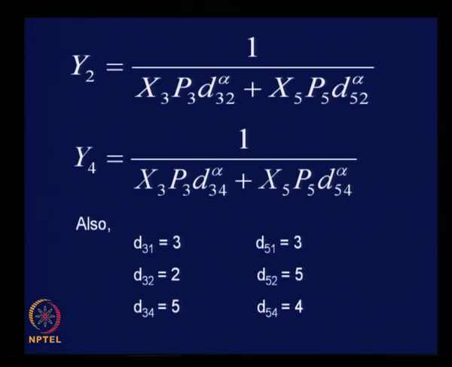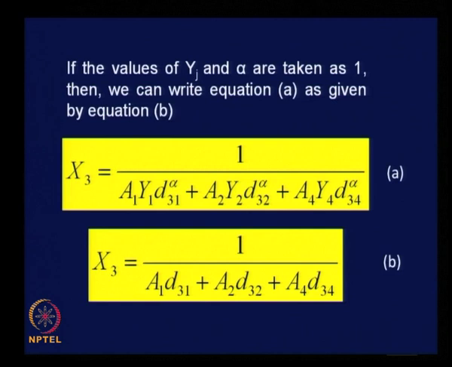So, we are going to assume some value for alpha as well as yj and work with equations 2 and 3. And to make the understanding easier, I am giving this information. If the values of yj and alpha are taken as unity, then we can write equation A as given by equation B. You may wonder how to choose the value of alpha to be unity suddenly, why not some other value? Are we sure that the assumption of unity value for alpha will give us a rational result?